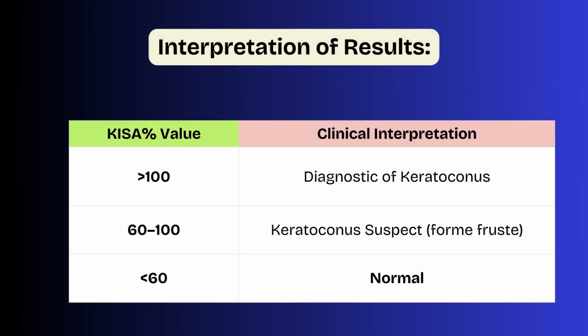Let's see how we interpret the KISA percentage. A KISA percentage of more than 100% is definitely diagnostic of keratoconus. A KISA percentage of 60 to 100% is suggestive of forme fruste keratoconus, and less than 60% is typically normal. Since it combines multiple abnormalities into a single score, KISA percentage offers both higher sensitivity and specificity, particularly when it was used in scans like the Optiscan and TMS, that is the Topographic Modeling System. So these were the older topographers available to us, which were calculating the KISA percentage, and a part of KISA is also available in Pentacam.